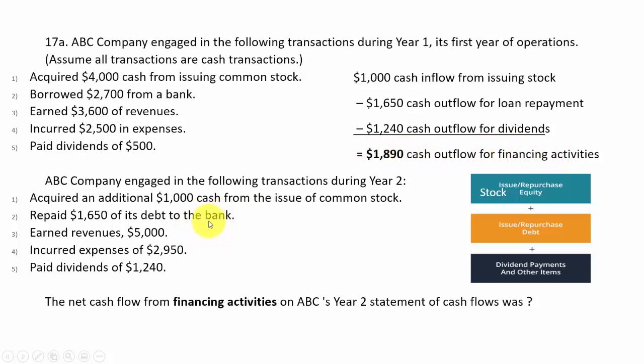What we didn't include in here were expenses, which is something that goes on the income statement, which is an operating activity. And also we didn't include revenues, which again is another operating activity. All they want were financing activities.